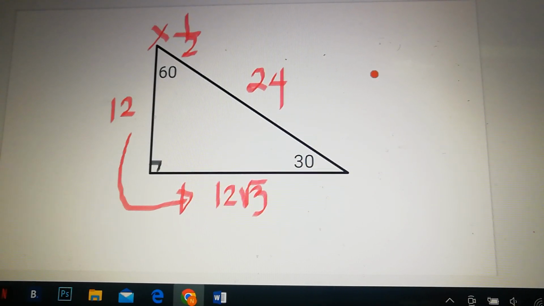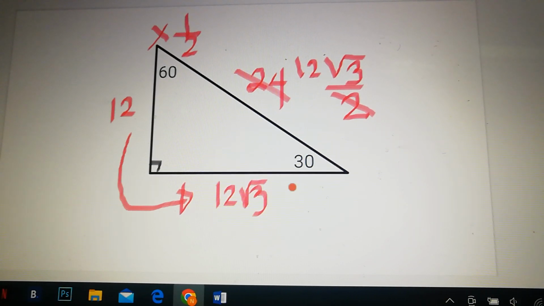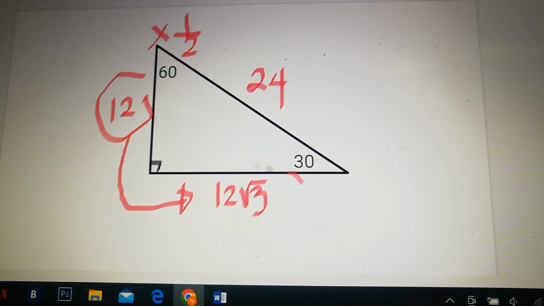Now, if you are going to make use of the square root of 3 over 2, then multiply this by square root of 3 over 2. Then you just simply cancel 24 and 2. So this is now equal to 12 square root of 3, which is equal to the longer leg. So the answer is 12 square root of 3. Okay? So 12 and 12 square root of 3 ang sagot.